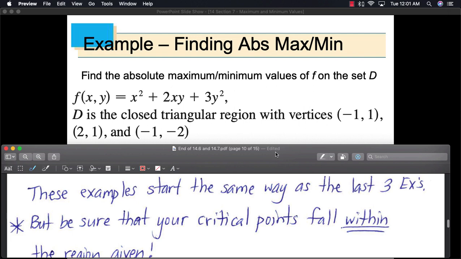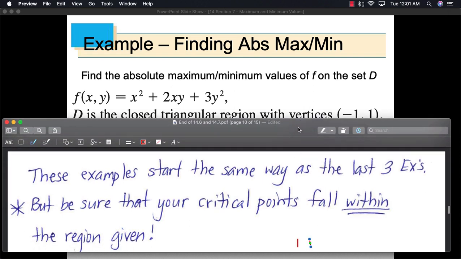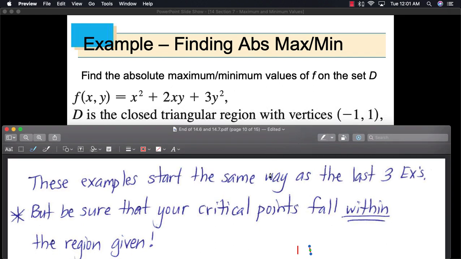So again, I know I'm a broken record. I'm actually repeating myself quite a bit, but it bears repeating here that for this particular problem, guys, these examples start the same exact way as the last three examples. But be sure that your critical points fall within the given region. That's important.